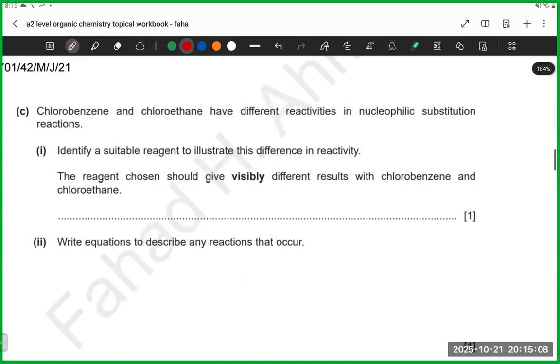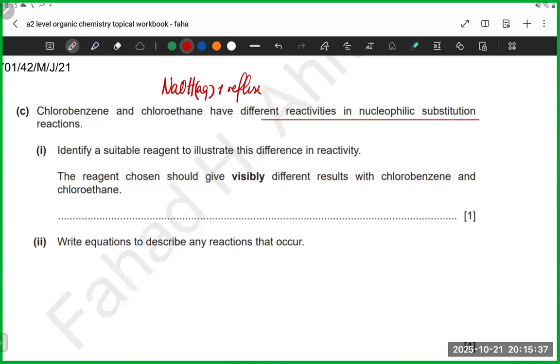So this one, chlorobenzene and chloroethane. One is a halogenoalkane, the other is chlorobenzene, which is not going to undergo hydrolysis. It says they have different reactivities in nucleophilic substitution. Identify a suitable reagent to illustrate this difference. So the suitable reagent for the halogenoalkane was NaOH aqueous and reflux.